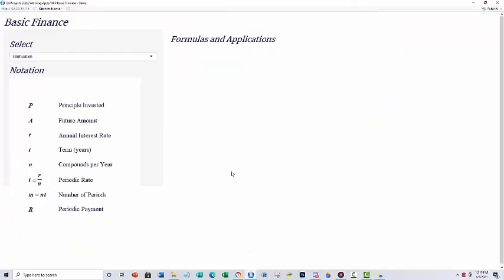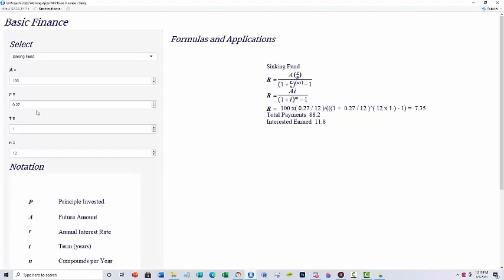The last type of basic financing I think you should be familiar with is sinking funds. A sinking fund is when you have a future amount that you would like to save up for, and you put money into an interest-earning account until that time. So let's say we wanted to save up $2,000 for Christmas. Our bank pays us 3% interest annually, and we are going to make payments for the next year.